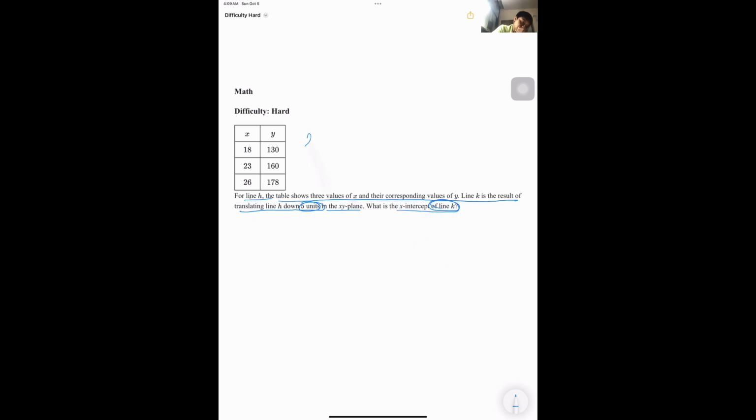So for line H, the gradient is (160 minus 130) over (23 minus 18), which is 6. Now we'll make the equation. y minus 130 equals 6 times (x minus 18), so y equals 6x minus 108 plus 130, which is 6x plus 22. Now K is formed by a downward translation of 5 units. So for the equation of K, we do 6x plus 22 minus 5, which is 6x plus 17.